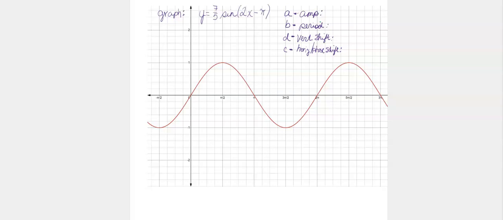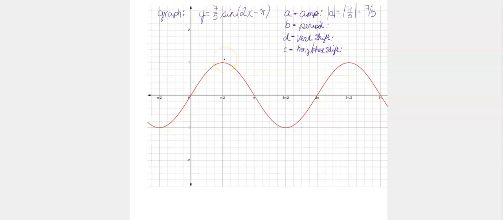We're going to find A, the amplitude, B, the period, D, the vertical shift, and then lastly C, the horizontal or phase shift. So the first thing we're going to do is find the amplitude. And remember, the absolute value of A is equal to the amplitude. The absolute value of A is really saying the absolute value of 7/5, because 7/5 is in the A place. The absolute value of 7/5 is 7/5. So my amplitude is going to be 7/5 for this new graph.